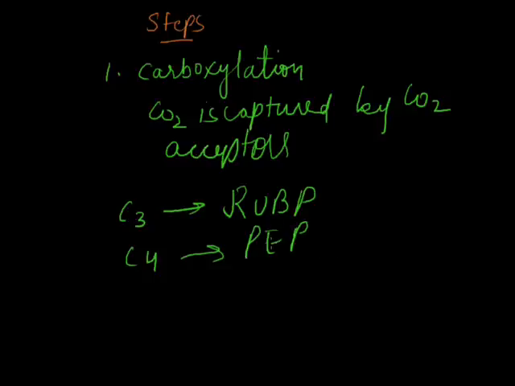RUBP is ribulose bisphosphate and PEP is phosphoenol pyruvate. Now, enzymes also work in this. When it is a case of C3 plants and carbon dioxide is getting accepted by RUBP, the enzyme which is working is called Rubisco. And in case of C4 plants, when carbon dioxide is accepted, the enzyme which is working is called PEPCO.